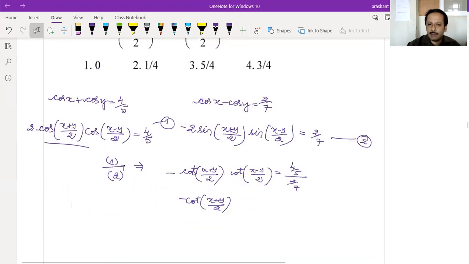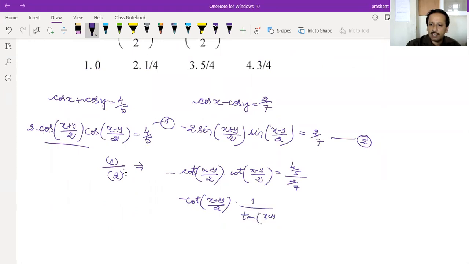For that reason, I'm going to write this cot (x minus y)/2 as 1 by tan (x minus y)/2. That's equal to, on RHS, what happens here? 2, 2 gets cancelled. 14 by 5, we get. This 7 will come up. 7 into 2, 14. 14 by 5.